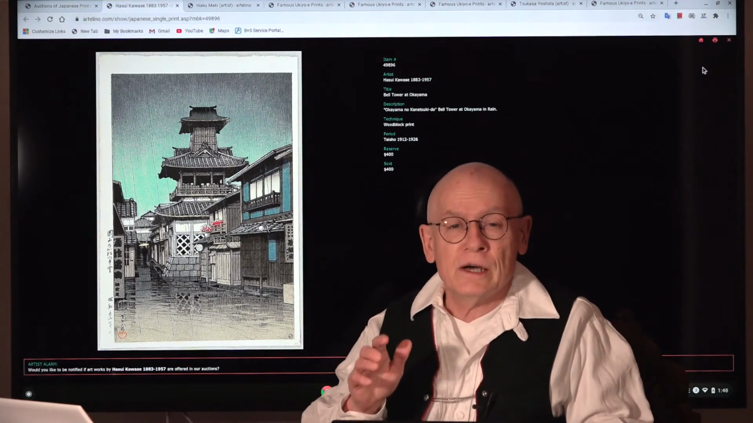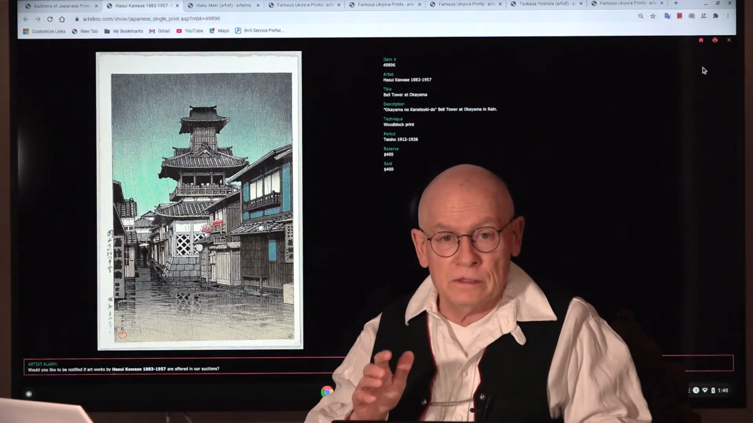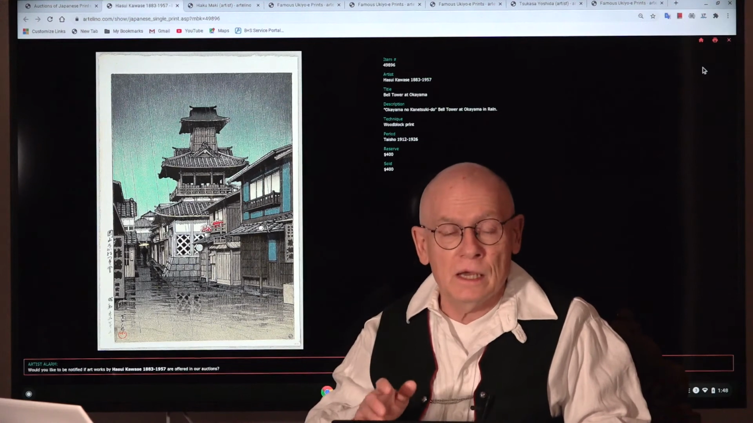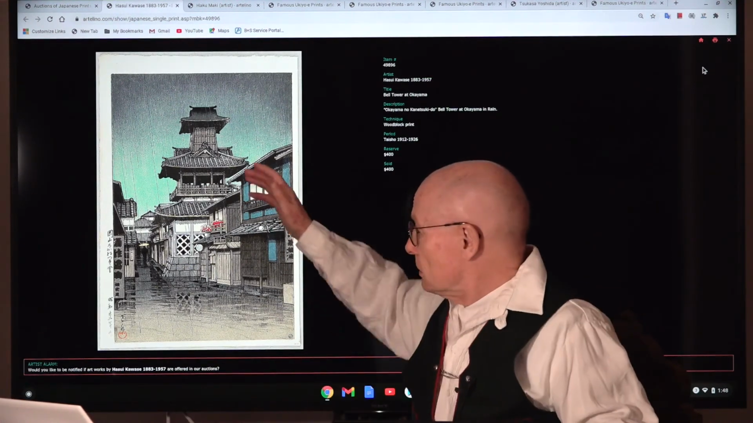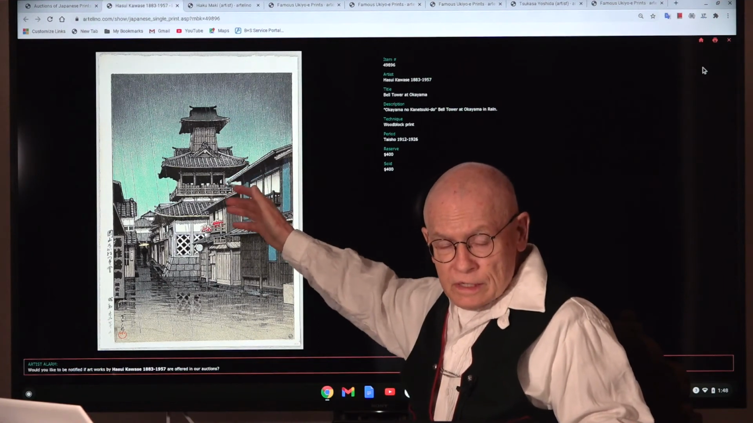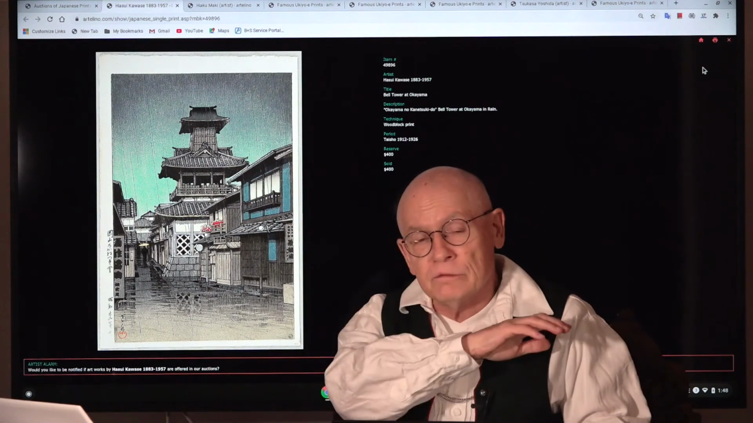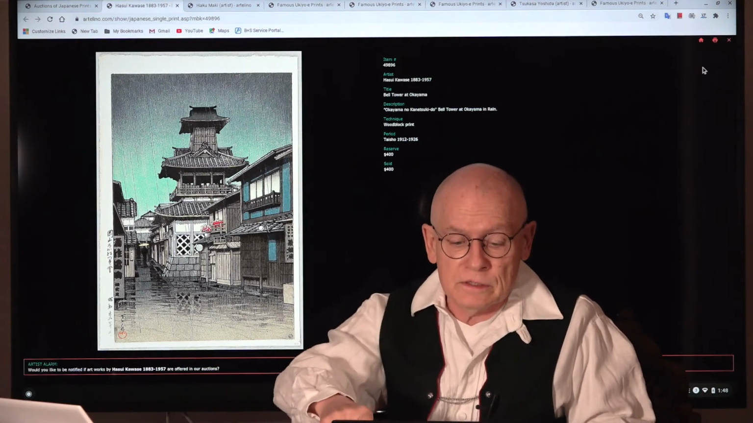I tried to find old photos on the internet. I Googled like mad. I went over pages and pages, and interestingly, you find a lot of this design image by Hasui, but I couldn't find one old photo of this bell tower.